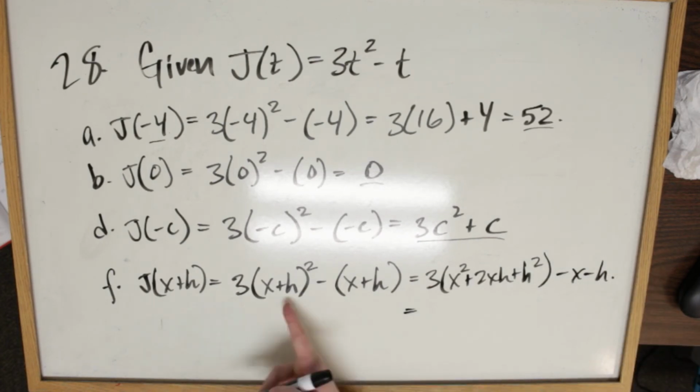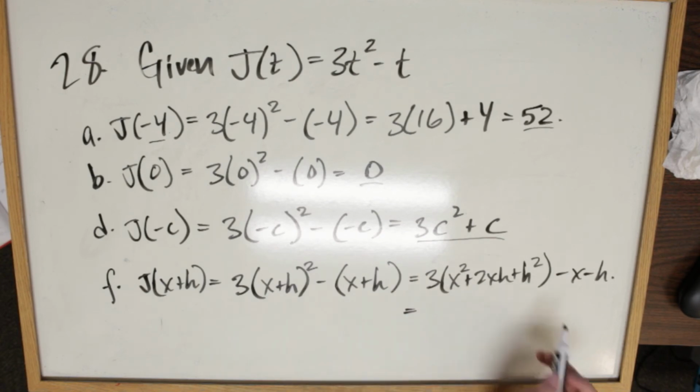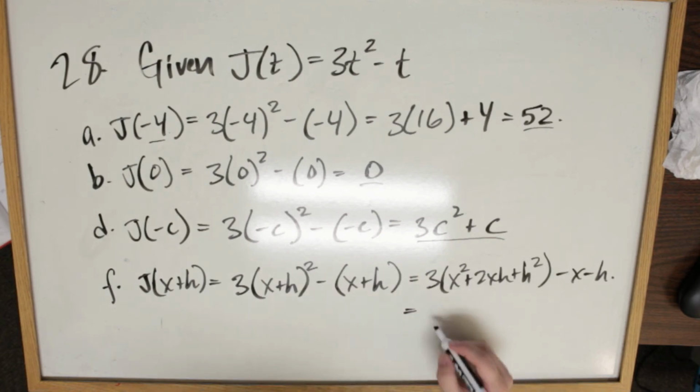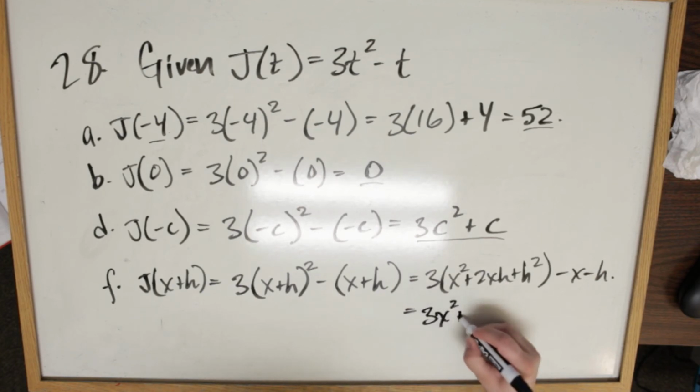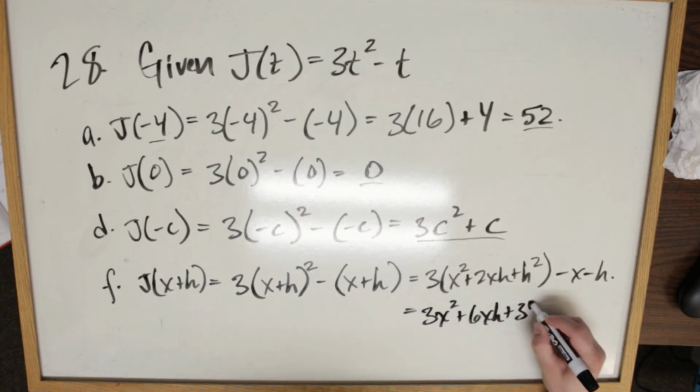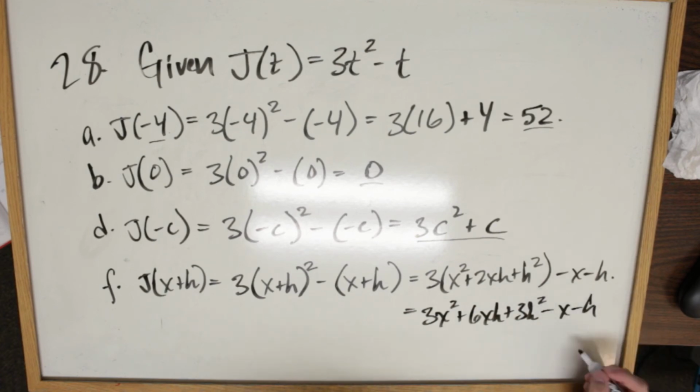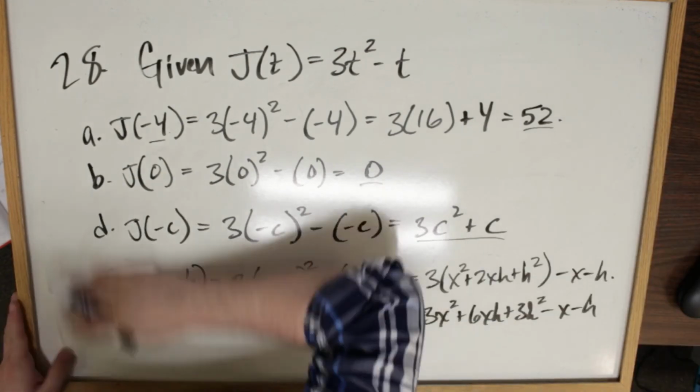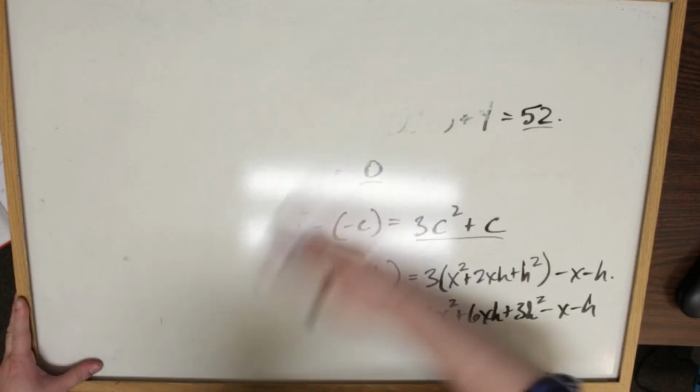So I just did, that's actually one of those special cases of multiplication. If you maybe have memorized it, I don't know if you have, but that's what you'll get if you go ahead and FOIL the whole thing. So here we're going to have 3x squared plus 6xh plus 3h squared minus x minus h. And yeah, that's it. I can't combine or merge any of those together. All right, so that's 28. Let's go ahead and keep moving on.